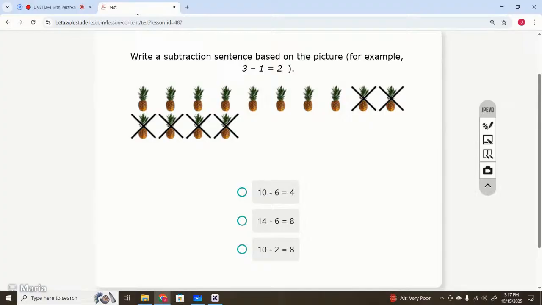Write a subtraction sentence based on the picture. Six, 7, 8, 9, 10, 11, 12, 13, 14. Option number 2 is the correct option. That is 14 take away 6 is 8.